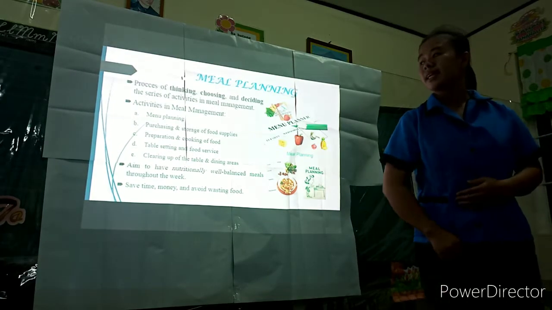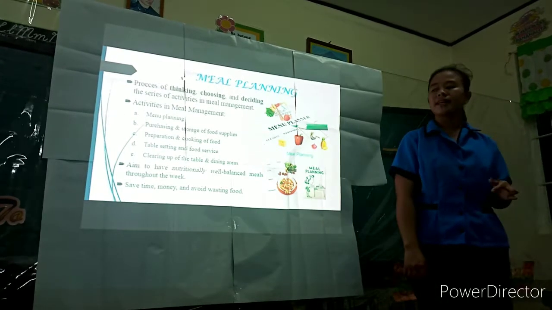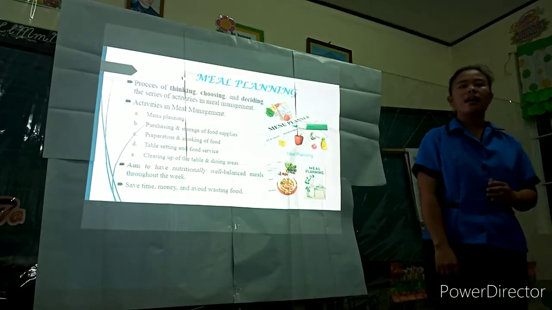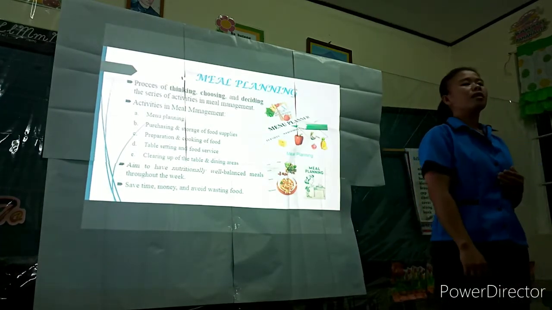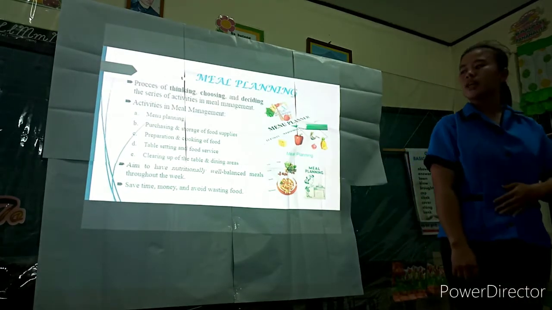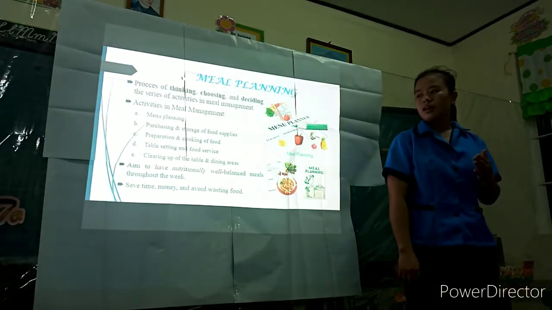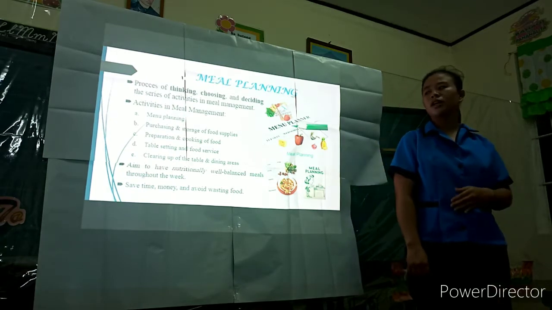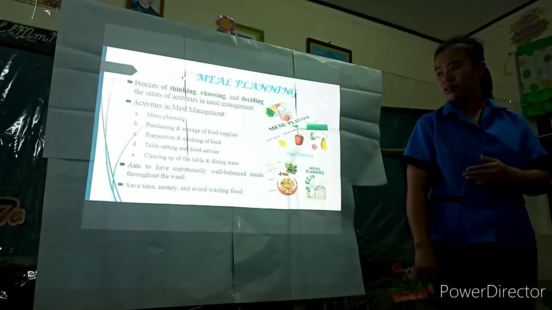Letter B, purchasing and storage of food supplies. Of course, the next thing you're going to do is to purchase or buy the items or the ingredients in the market. And of course, you will also need to buy extra for your supplies. Letter C, preparation and cooking of food. Of course, you need to prepare all the ingredients and all the condiments for your recipe. And next is cook it.